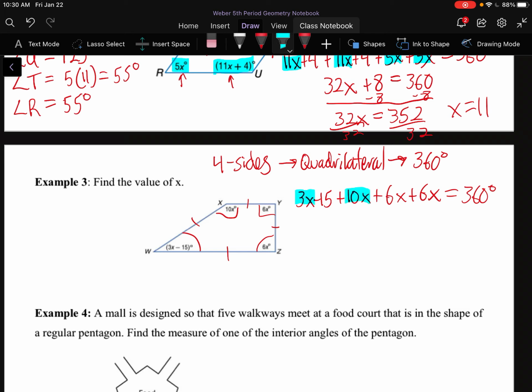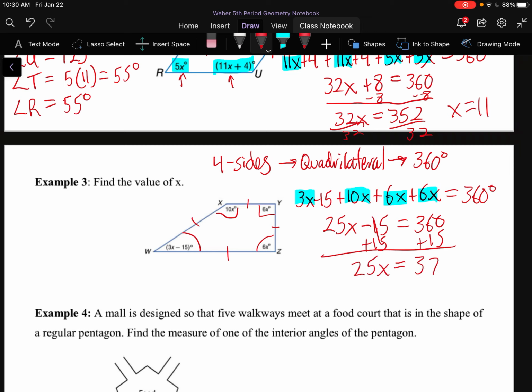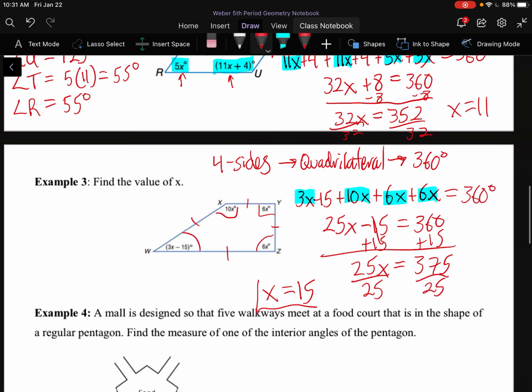I have a 3x, a 10x, a 6x, and a 6x that I can combine. If I do that, I get 25 x's, and I still have that minus 15 as a constant. That is still equal to 360 degrees. If I add 15 and add 15, I'm left with 25x equals 375. If I divide by 25, divide by 25, 375 divided by 25 will give me 15. So x equals 15. That is my answer because that is what it was telling me to find, just the value of x. So we're done there.